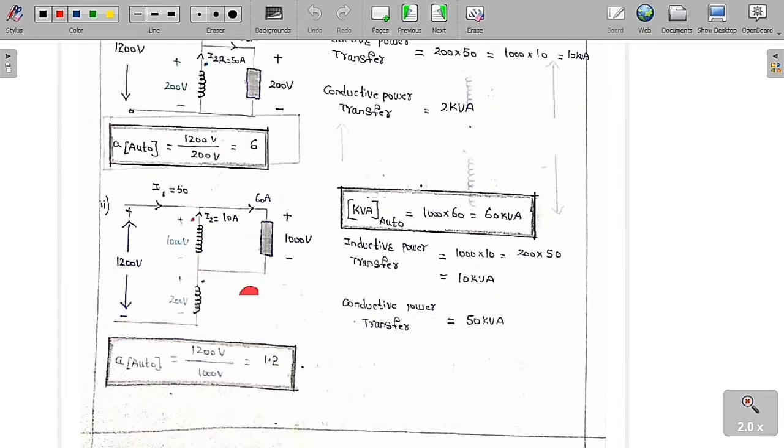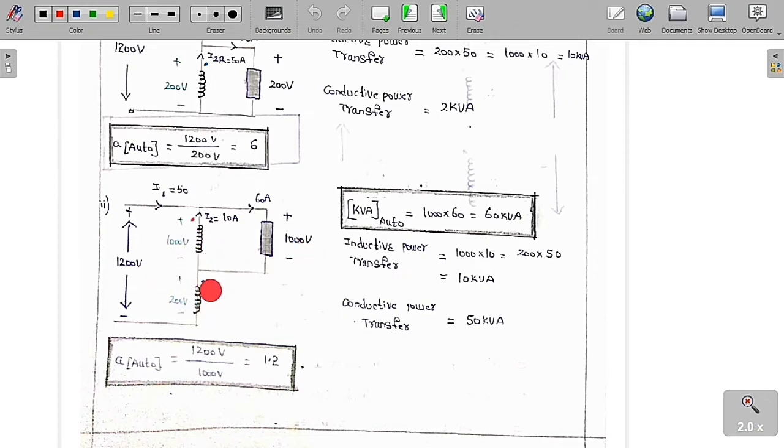Suppose we are going to shift the load to the upper coil. In the previous case we kept the load here, but now I am going to shift it to the upper side and we will see what happens. So same thing here, this is 1000 volt and this is 200 volt. What is the input voltage? 200 volt. But we are going to connect the load across this coil, so its voltage is equal to 1000 volt. You can see it is also a series additive connection.